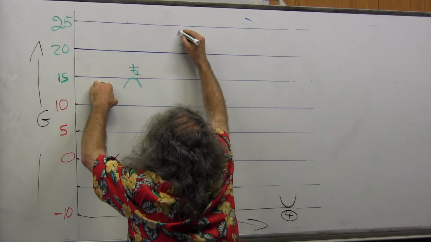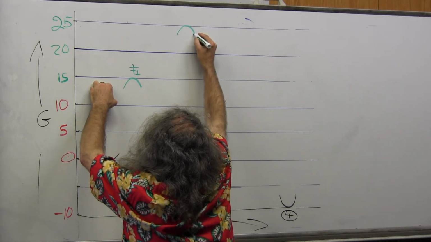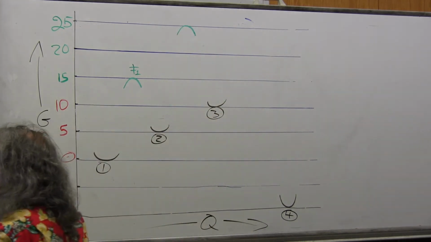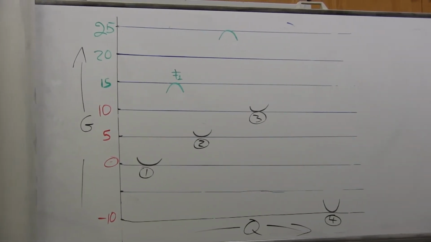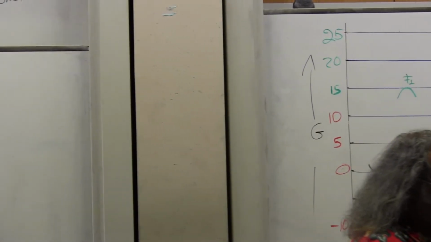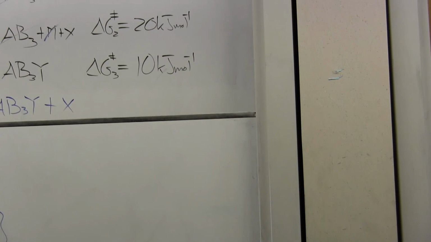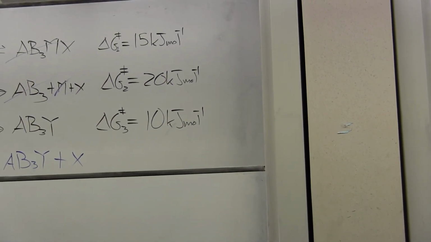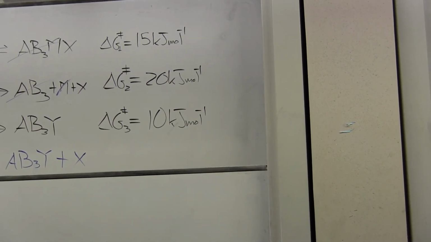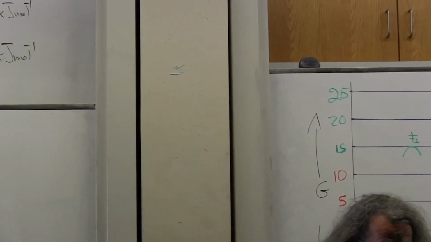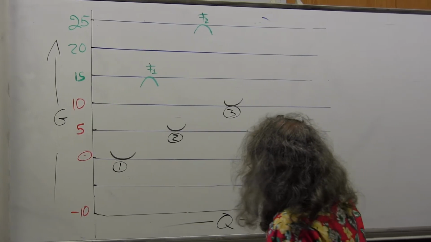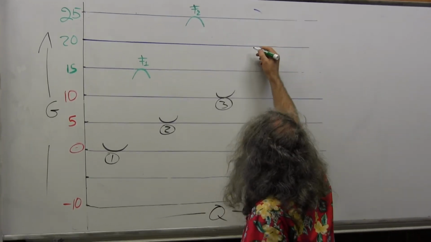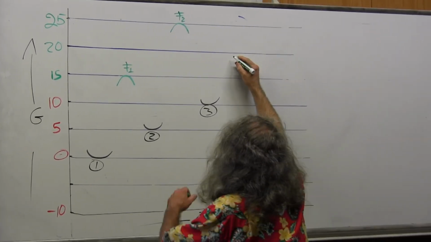How did we come up with 20? It was from the numbers provided at the very beginning. You see those ones up at the top of the problem? Yeah. Okay. So that gives me double dagger number 2. And now my third transition state, delta G number 3, is 10 kilojoules above this, which would put it right about here.